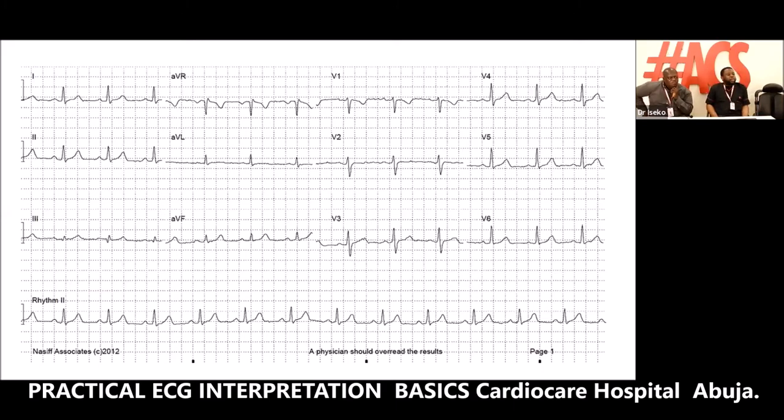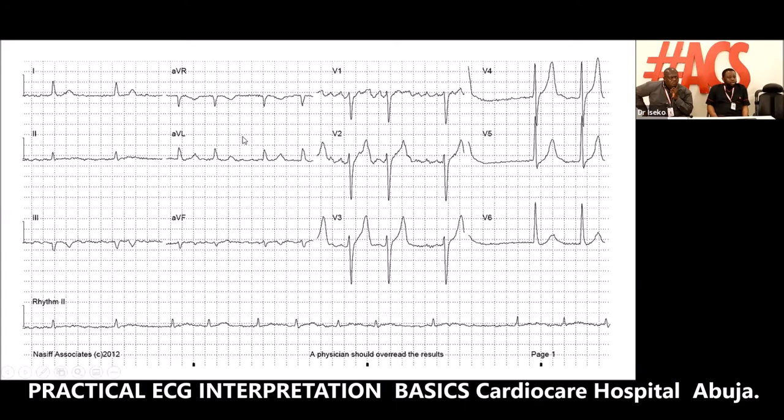Is the P wave upright in lead two and inverted in AVR? Can we look at it? Can you help me with that mouse, the annotated mouse? Yes. Can you see the lead two? Is it upright? You can see it's upright. In AVR, can you see it's inverted? Yeah. So that's fine. Are the RR intervals equal?